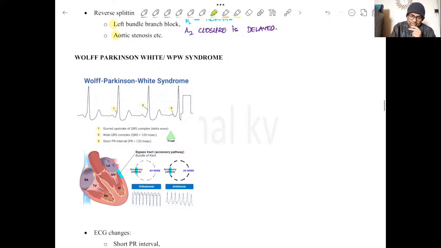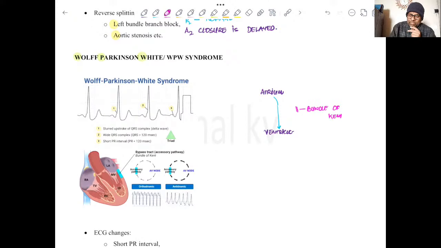Now moving forward to one more beautiful condition, that is Wolff-Parkinson-White syndrome. Now what is happening here? Suppose this is the atrium, this is the ventricle, and normally there is a usual pathway like SA node, AV node, bundle of His, bundle branches, Purkinje fibers. So this is the usual route of conduction of the signals. Now what happens, there is a shortcut, and this is actually the bundle of Kent.